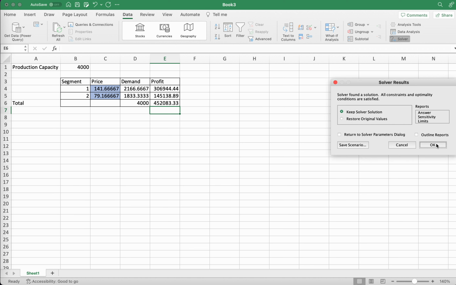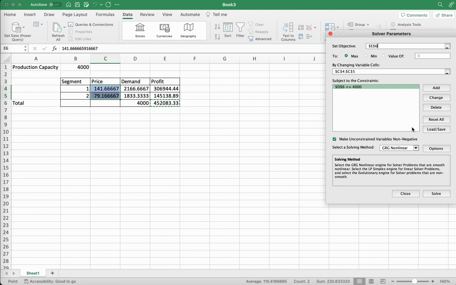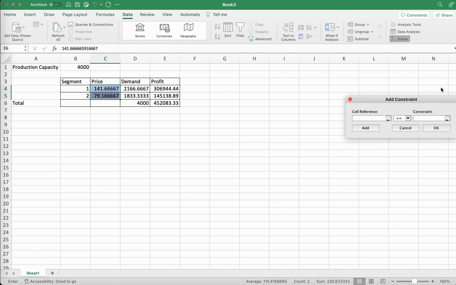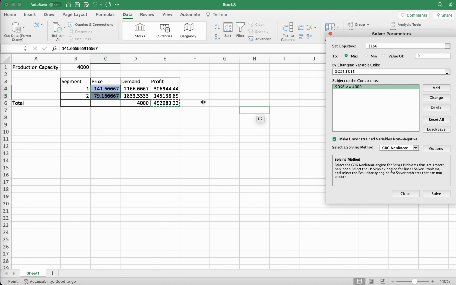So this is the same answer that we got, 420,075. So it's slightly more or slightly less. That's okay. Now, one thing you'll notice here is that demand from one segment is 2166, demand from the other segment is 1833. And that is why you set the price this way. So one thing that you can potentially do is add another constraint. Now this is tricky sometimes because Excel doesn't like these kinds of constraints, but you can add another constraint which says that these two have to be integers. I think you should be able to add that. No. Yeah, Excel doesn't like that. So that's okay. That is fine.